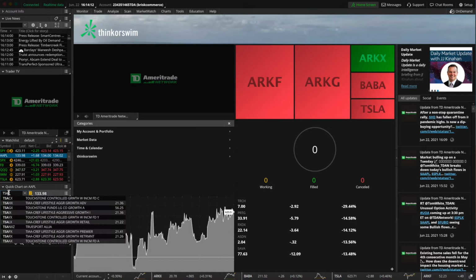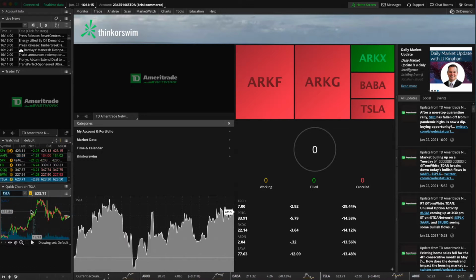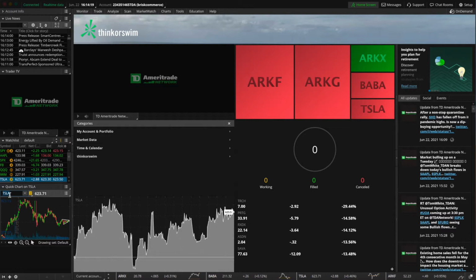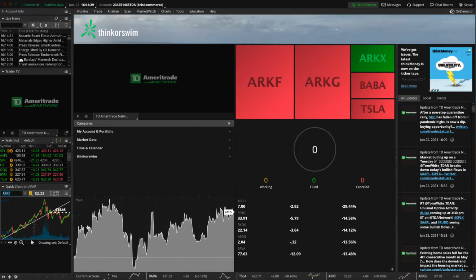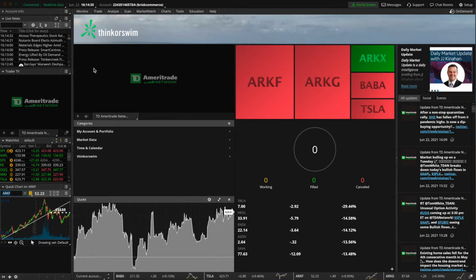So on the left-hand side, you can also pull up a quick chart on your favorite publicly traded equity or whichever equity you want. So let's say, for example, I wanted to look at RGAF as well. I can look at all of these different equities down here on the quick chart area. Now, let's get into the fun stuff.